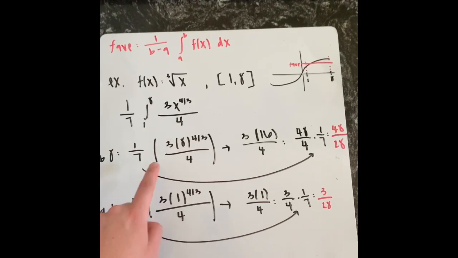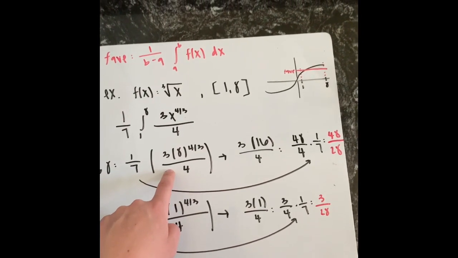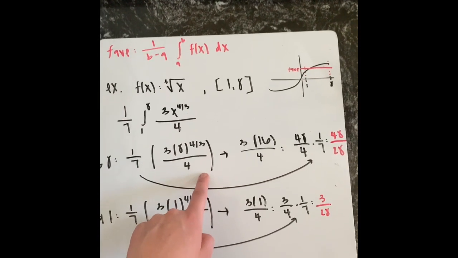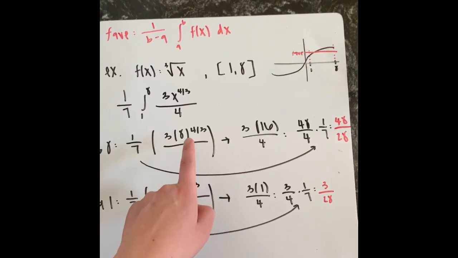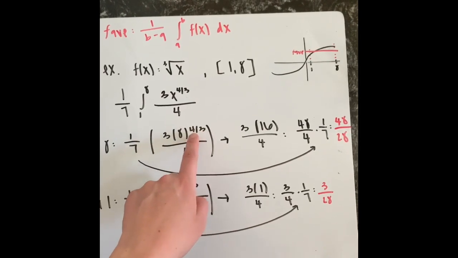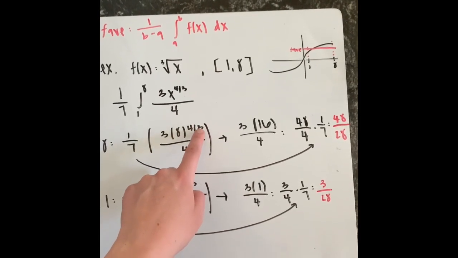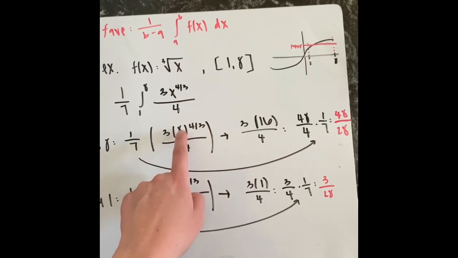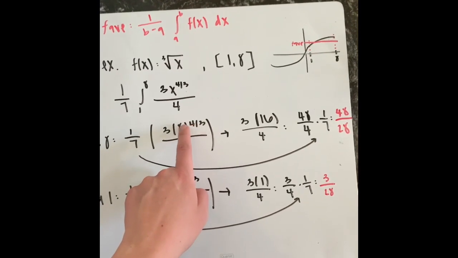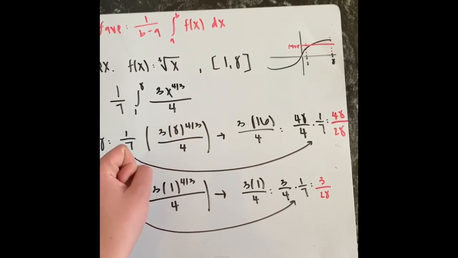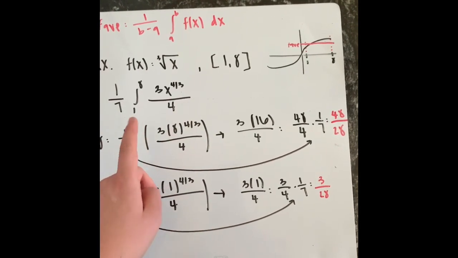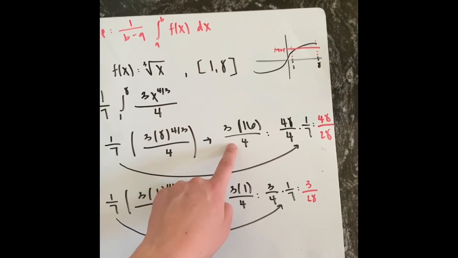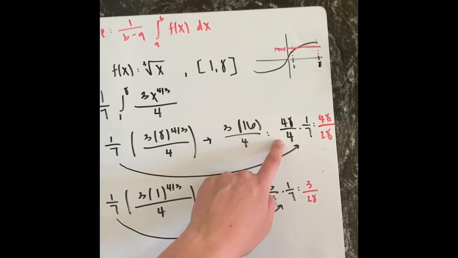So that gives us 1/7 times 3x is 8 to the 4/3 over 4. A cool trick that you guys might not know, to make this a little bit easier, you're going to take the cubed root of 8, which is 2, and then put it to the 4th power, which is 16. So that's just kind of a quick, easy way to do fractional exponents. So that can be simplified to 3 times 16 over 4, which is 48 over 4.